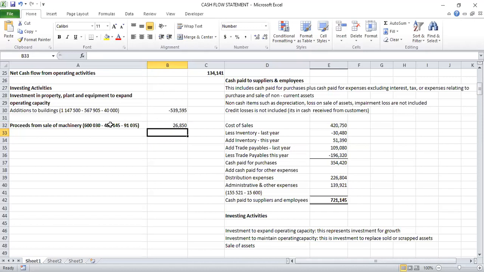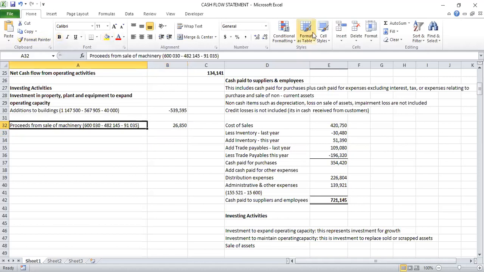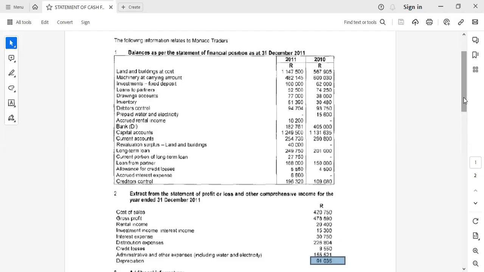Now, then we check if there are any other movements in the assets. Right, our general assumption is that there are two reasons why assets can go up, that is additions and revaluations. And there are also reasons why they go down, that is disposals and depreciation. Right. So now there are no other assets, but we can also check this fixed deposit.